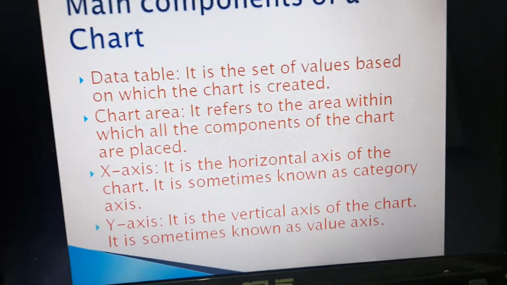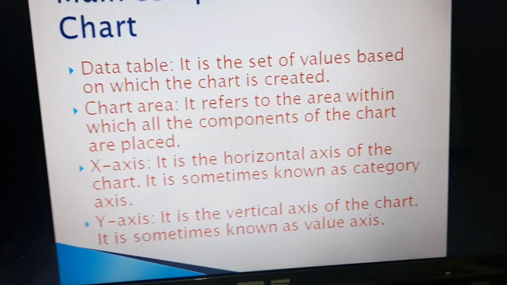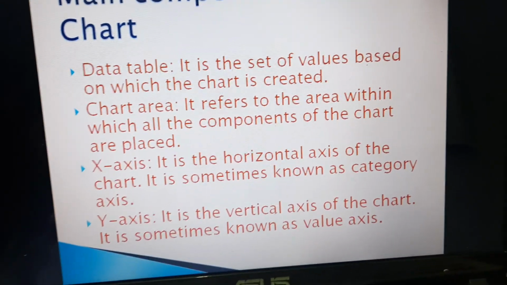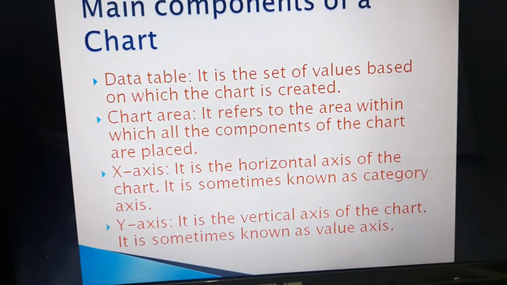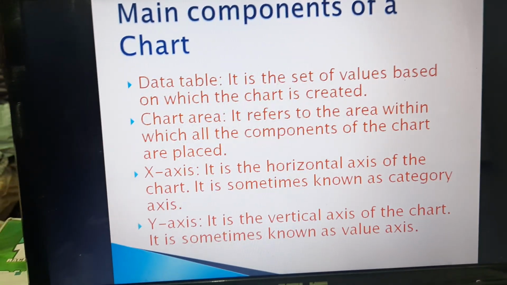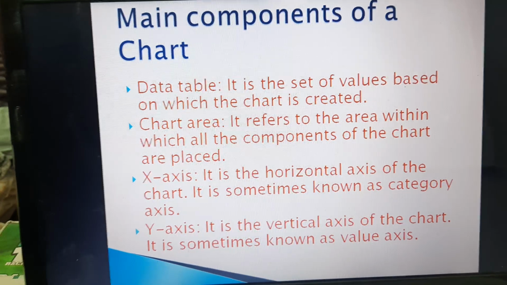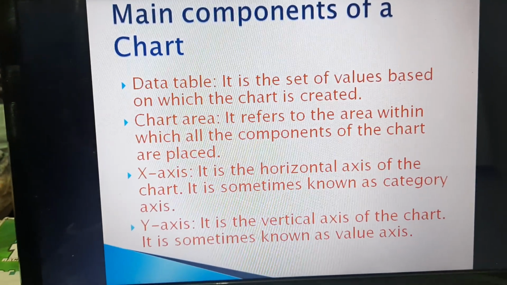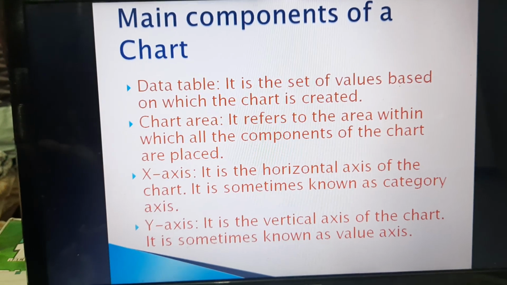X-axis. It is the horizontal axis of the chart. It is sometimes known as the category axis. What type of category are we taking? Like if we are making the chart of any subject of a student, or if we are creating data of a state, how much rain is there, which state is having the most rain. This is the category.